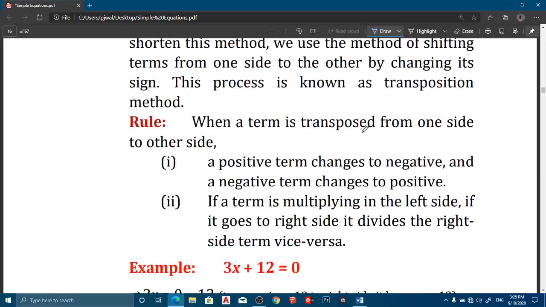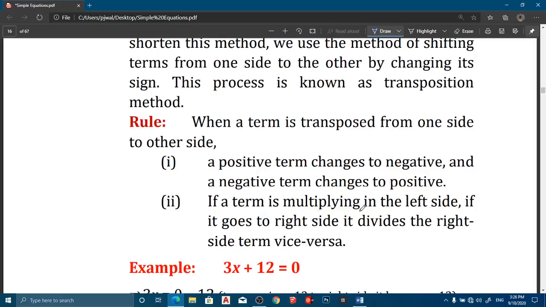You see here, when a term is transposed or shifted from one side to the other side, what is rule one here? A positive term changes to negative and a negative term changes to positive when it is shifting from right to left or left to right. And one more thing, if a term is multiplying on the left side, if it goes to the right side, it divides the right side term. Vice versa, it is going from right to left, the same rule will apply.